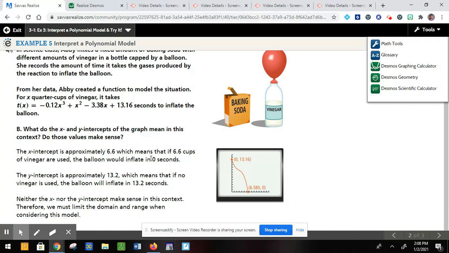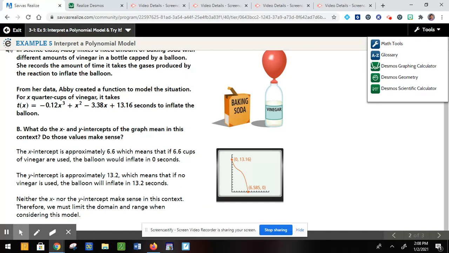So that means if 6.6 cups of vinegar were used, the balloon would inflate in 0 seconds. And then the y-intercept is approximately 13.2, and that means if no vinegar was used, so if the x is 0, then the y would be 13.2. They both don't make sense, right? Because there's no amount of vinegar that would make the balloon inflate in 0 seconds. The balloon can't inflate in 0 seconds.